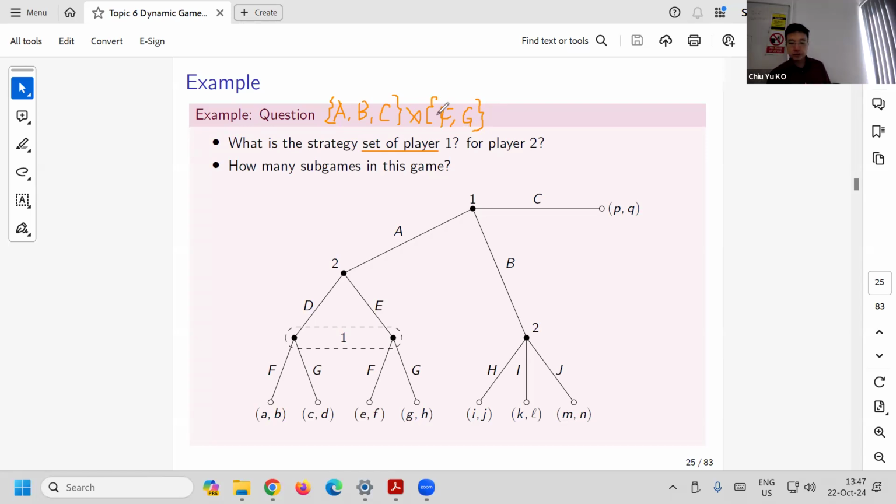And what is player 2? Player 2 is either D, E, right? Can be chosen, and H, I, J.